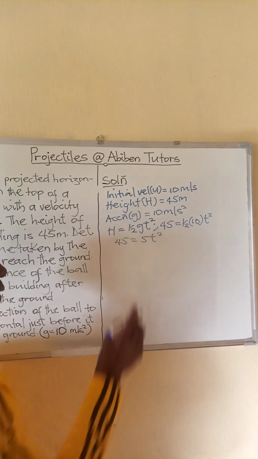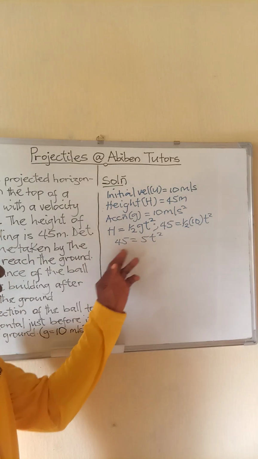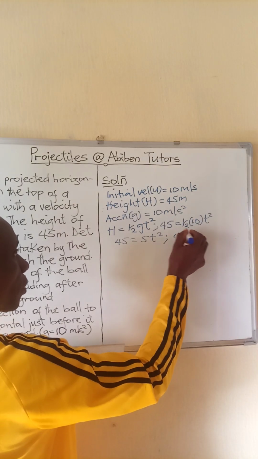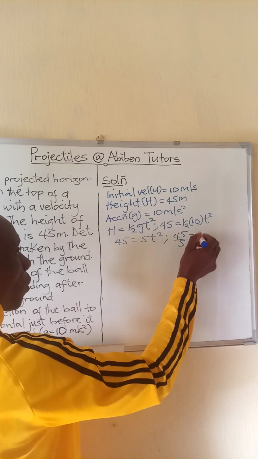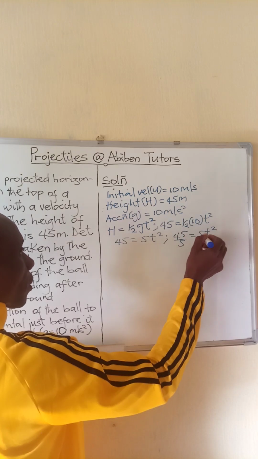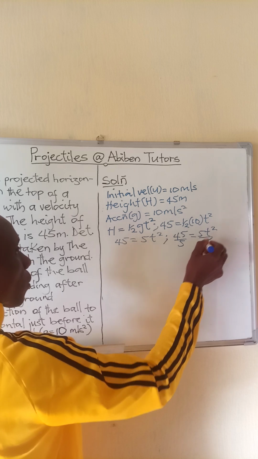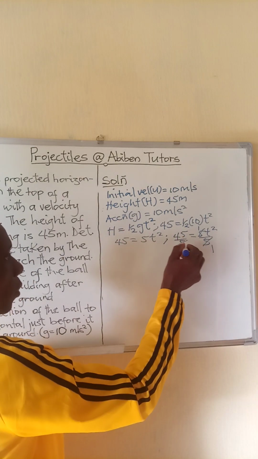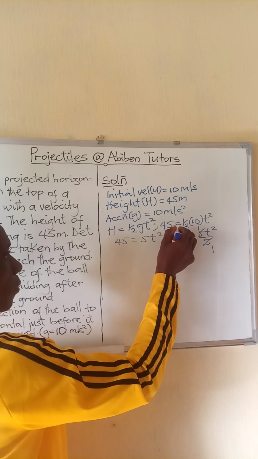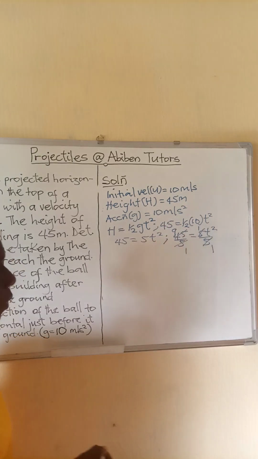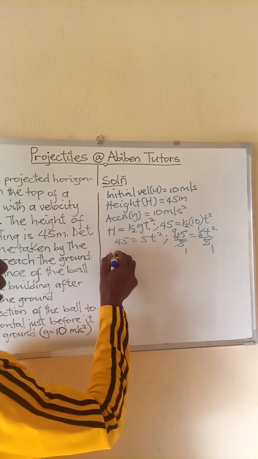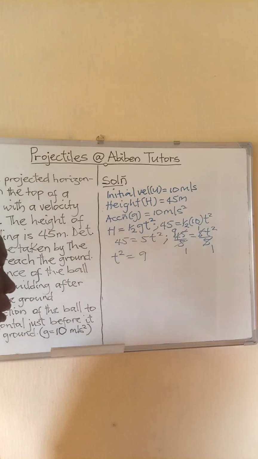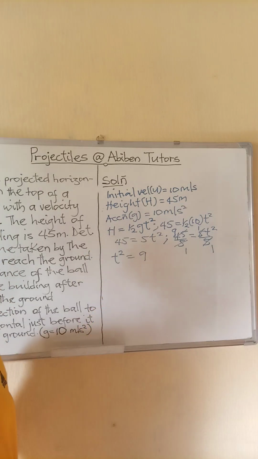The coefficient of the square term here happens to be 5, so we shall divide both sides by that 5. When we do so, we end up having 45 divided by 5 equals 5t squared divided by 5. So this 5 will divide itself and also do away with the coefficient of the square term. 5 will divide 45 nine times, because 5 times 9 gives us 45. So we have that t squared equals 9.